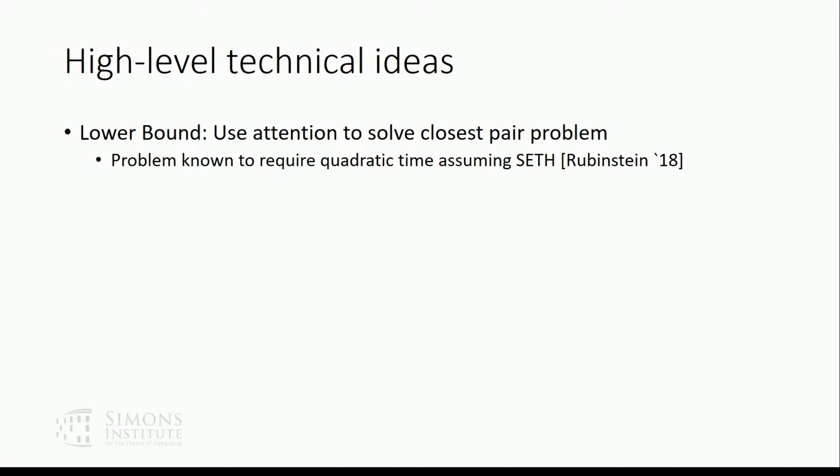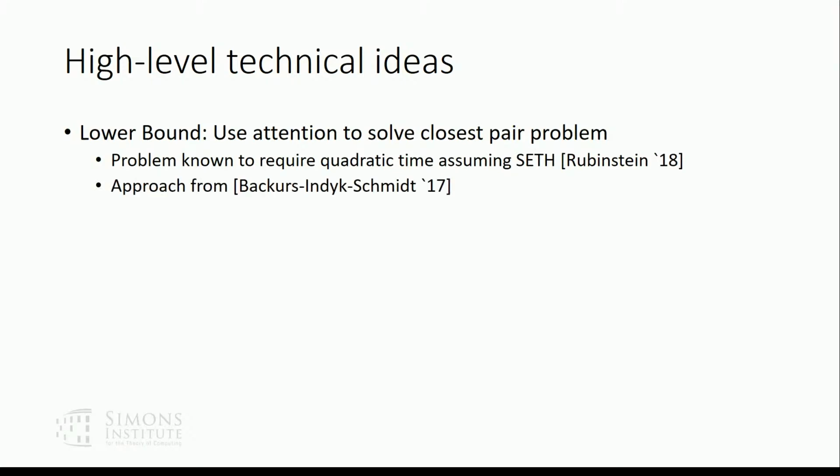There's a really nice result by Aviad Rubinstein from a few years ago that showed that this problem requires roughly quadratic time, assuming the strong exponential time hypothesis. So we're going to reduce from closest pair to this attention, and since closest pair needs n squared time, attention is also going to need n squared time.